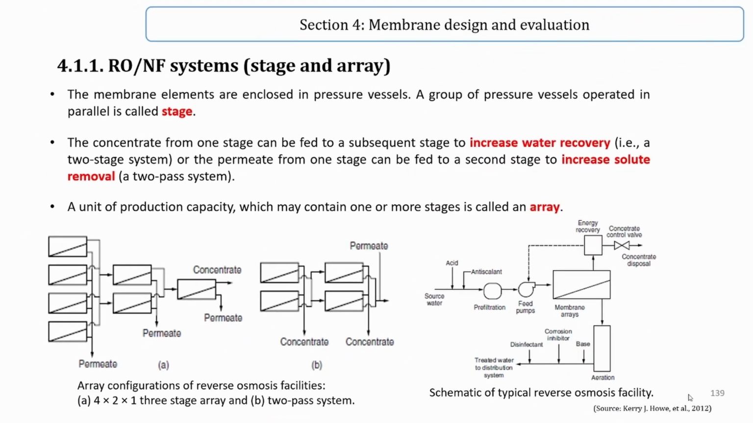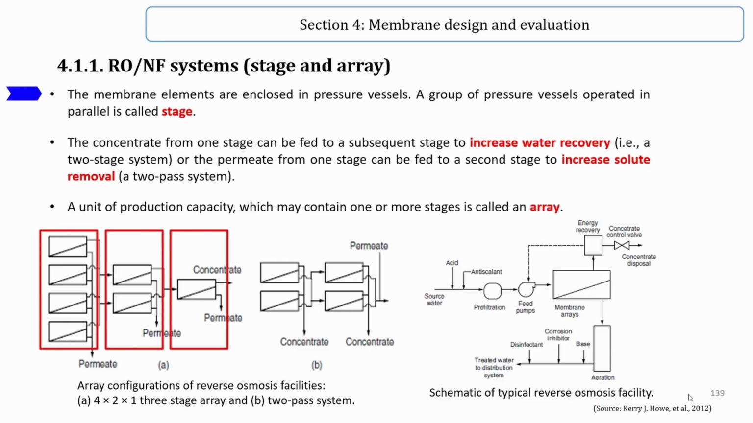Reverse osmosis and nanofiltration systems, stage and array. There are different types of flow configurations in reverse osmosis systems, including single stage, two stage, single pass, and two pass systems. The membrane elements are enclosed in pressure vessels. Reverse osmosis systems can contain one to several groups of pressure vessels. Each group of pressure vessels is called a stage.